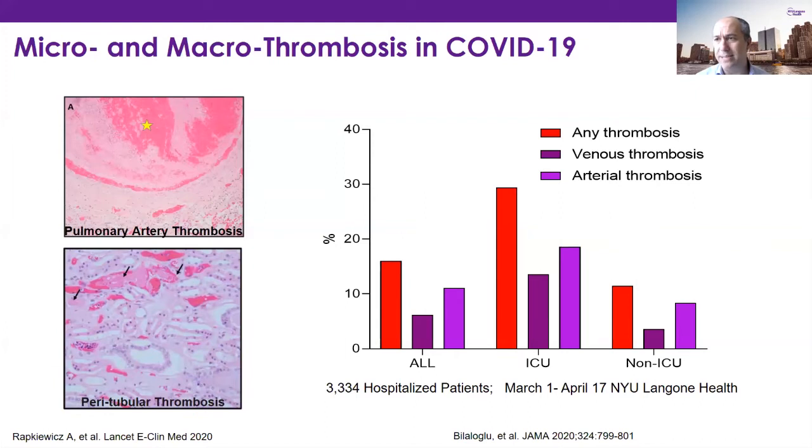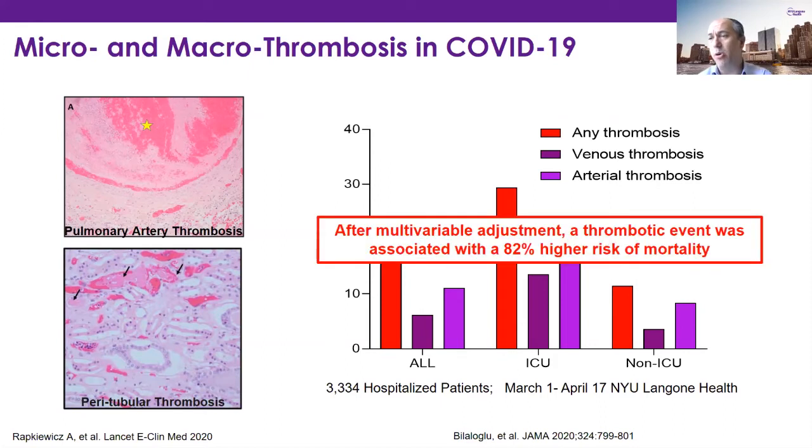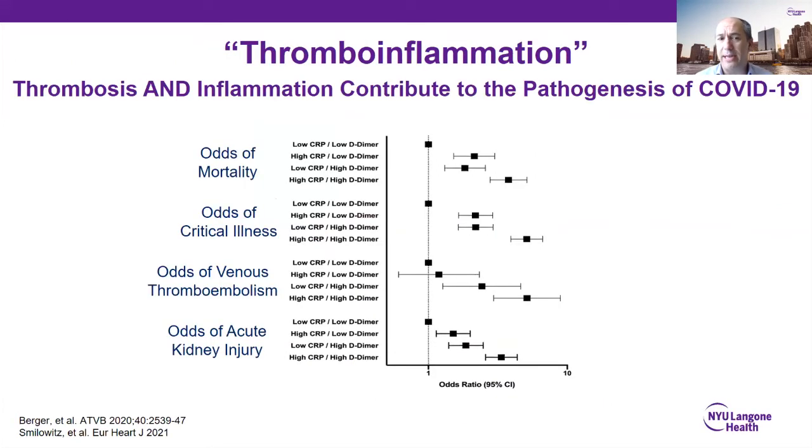This was in all patients. This was in ICU patients, as well as even in the non-ICU setting, such that more than 10% of all patients who were not in the ICU had a macrothrombotic event, and this was both arterial and venous. And in fact, if someone had a thrombotic event, they were 80% more likely to die during the course of their hospitalization. So there was a lot of early work trying to figure out what was causing this.